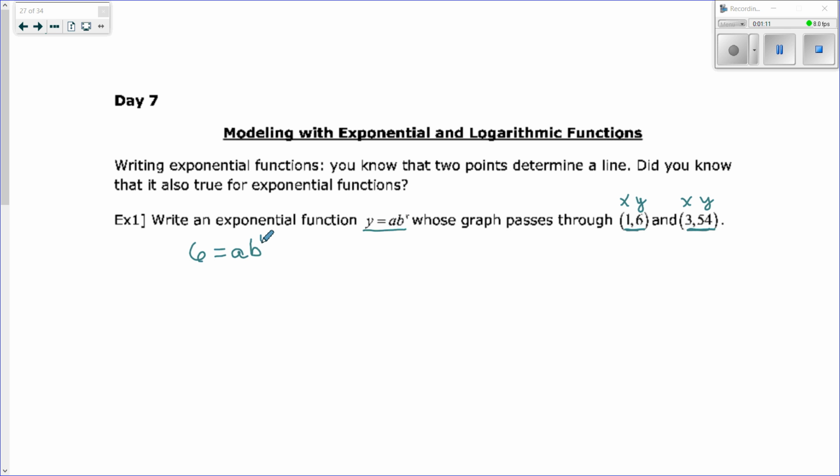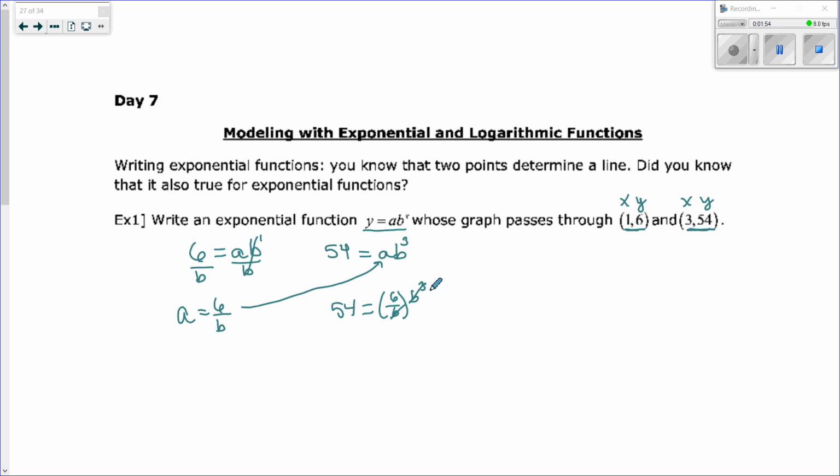And then for the second equation, it'll be 54 equals a b, and then x is 3. So now I need to make a substitution into the equation, so I need to solve for a here. So just divide by b. So a is equal to 6 over b. Now I'm going to take that 6 over b and substitute it in for a into my other equation. So I'll have 54 equals 6 over b times b cubed.